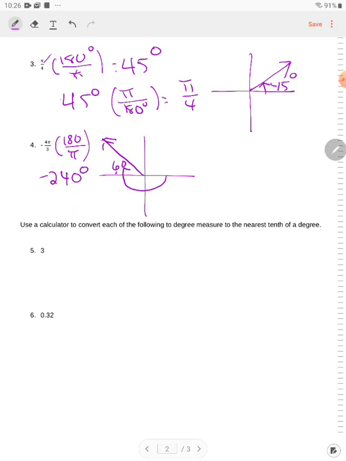So that gives us a reference of 60 degrees. So negative 4 pi over 3 times 180 over pi is equal to negative 240. Now I'm just going to double check that math there.